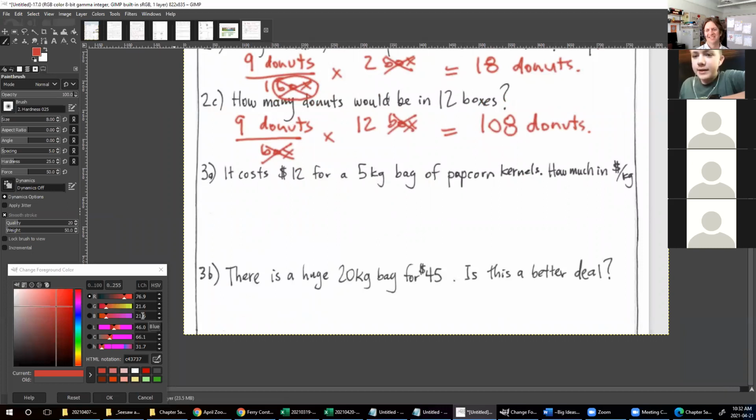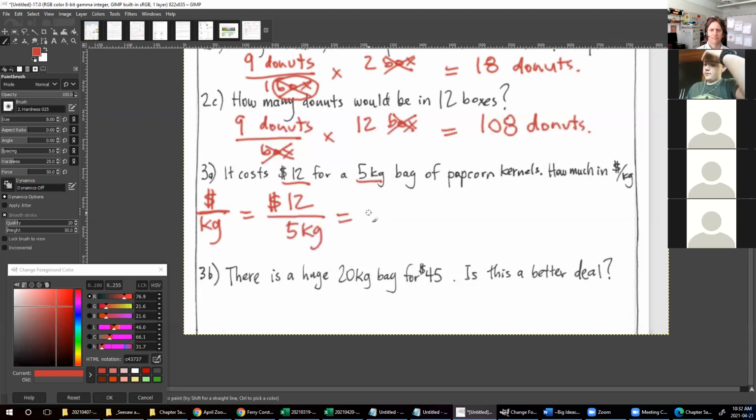Here's question number 3. It costs $12 for a 5-kilogram bag of popcorn kernels. It's a lot of popcorn again. I must be super hungry. How much is this in dollars per kilogram? So I'm going to write the units that I want, dollars per kilogram. All right, let's start. We're going to put dollars on the top. Here's my $12. Cool. There's my dividing line. And I'm going to put kilograms on the bottom. 5 kilograms on the bottom.